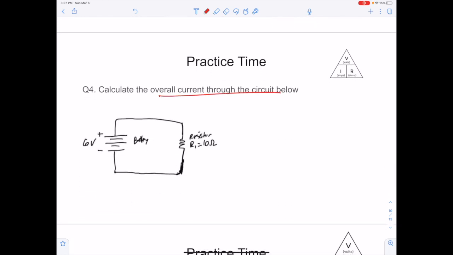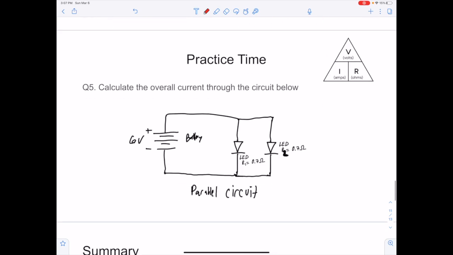Here we have the same thing. Let's let you practice that on your own. Okay, the overall current is going to go this direction. Well, we see we have one pathway, so we have voltage over resistance, and as a result, we have 6 volts over 10 ohms, and we get 0.6 amps. Not too bad. Let's do one last one.